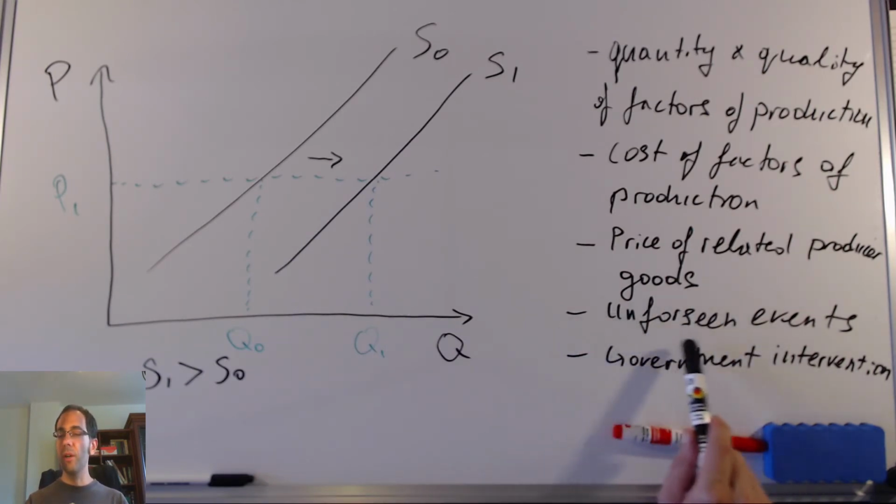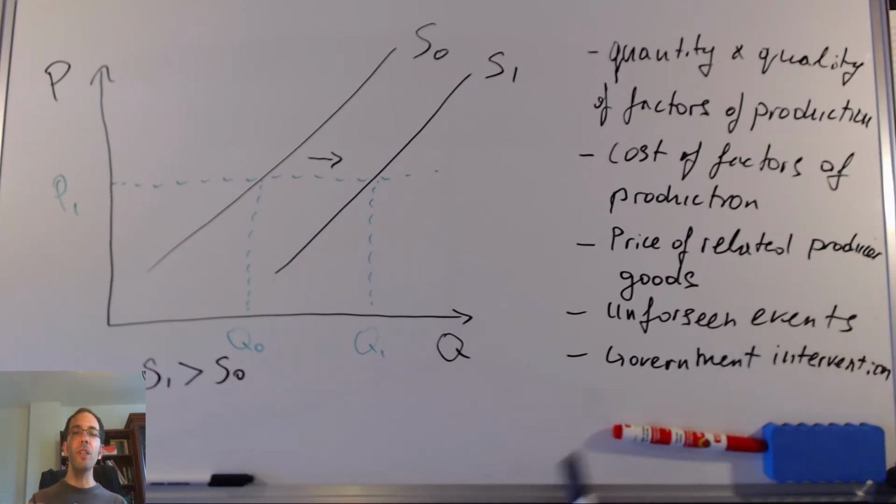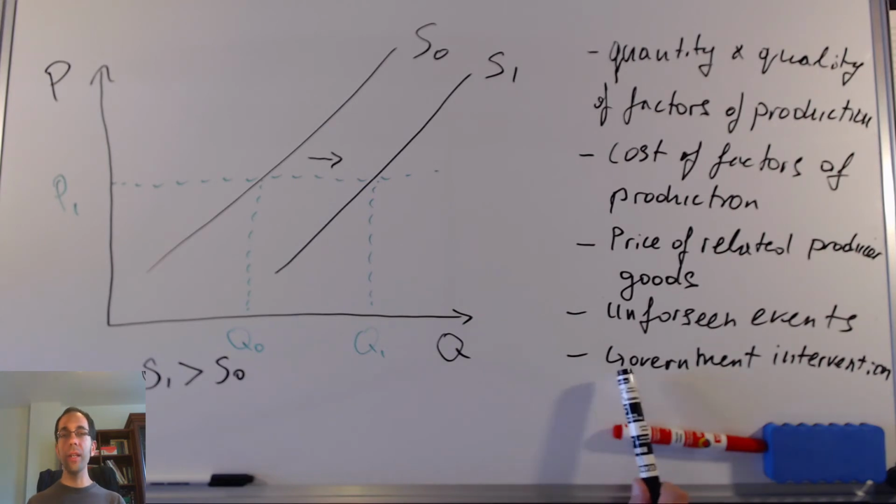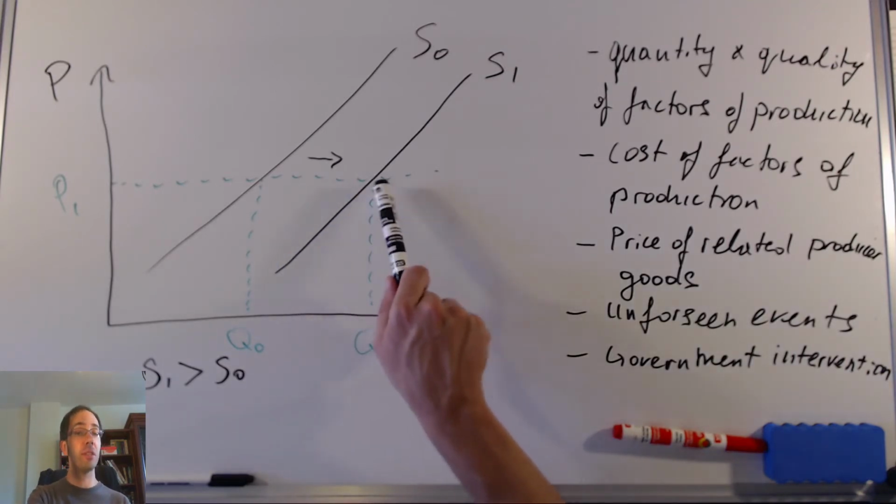Unforeseen events usually have a negative effect on the supply. But let's say if the price of oil declines, which is an unforeseen but positive effect, the supply will increase. If the government decreases the taxes, so it lowers the cost of producing goods, the supply should increase. If the government gives me a subsidy, again, I'll be more willing and able to sell, so I should increase my supply.